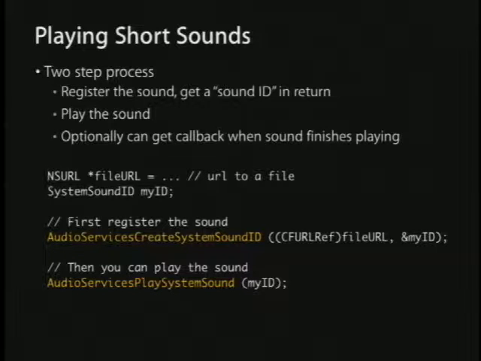Here's how you do it. Let's say you have a URL, you know where your sound is as part of your bundle. You call AudioServicesCreateSystemSoundID, and you pass in the URL, and it will return to you, I believe it's an int32, but it's the SystemSoundID type that you'll get back. Then when you want to play it, you pass that ID down to AudioServicesPlaySystemSound, and you're done.